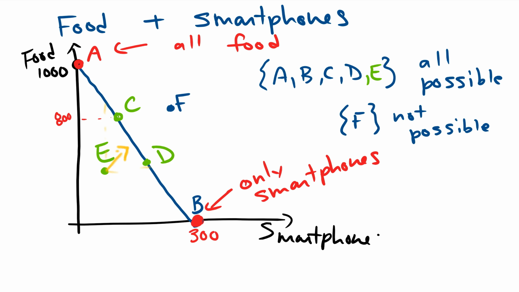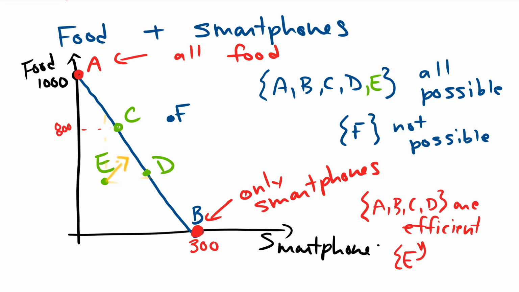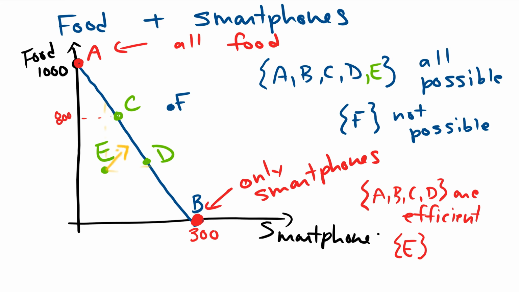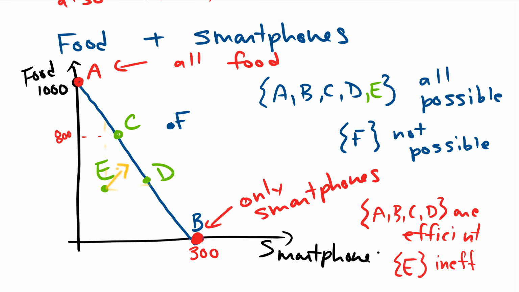So as our last point here, we can say that A, B, C, and D are efficient, and E is inefficient. Okay, we'll go ahead and stop there. We'll pick up in the next video.